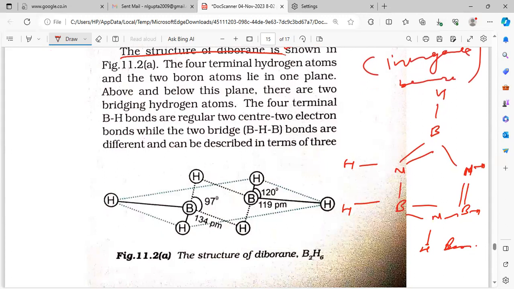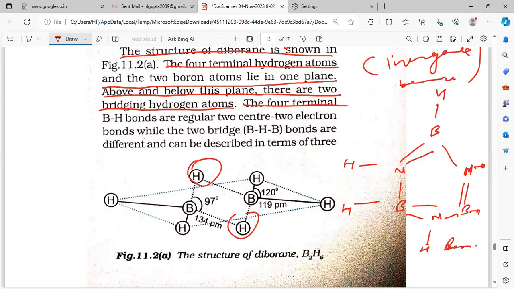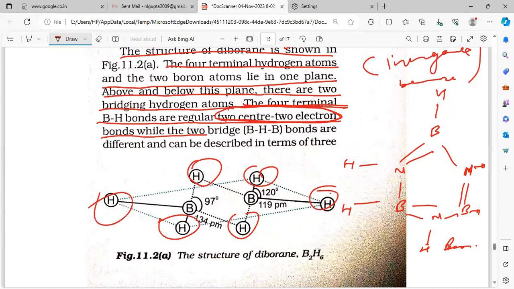The structure of diborane is shown in the figure. 4 terminal hydrogen atoms and 2 boron atoms lie in one plane. Above and below this plane, there are 2 bridge hydrogens. These and these are the bridge hydrogen atoms. The terminal B-H bonds are regular 2 center, 2 electron bonds. Which ones? The 4 terminal ones, 1, 2, 3, 4. These are 2 center, 2 electron bonds. There is no problem.